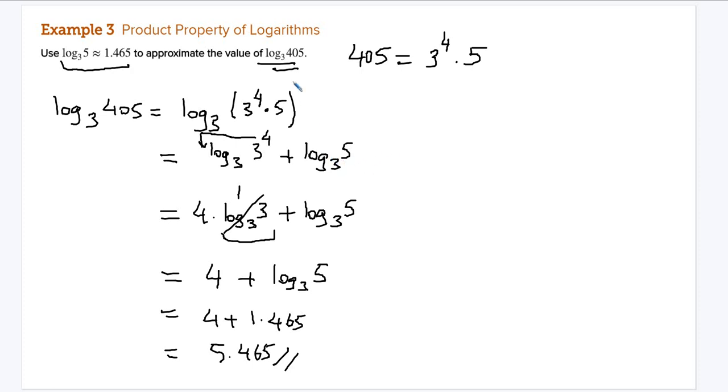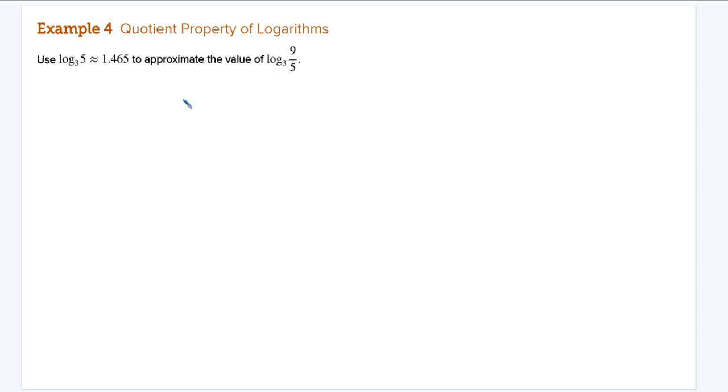Alright, next question, example 4. Similar, we are still given the same thing, but this time we are looking for what is log base 3 of 9 over 5, right? Same, we will break the 9 over 5 as log 3 of 9 minus log 3 of 5. Because of the quotient rule, the second rule, we have a fraction here, we have a subtraction here.